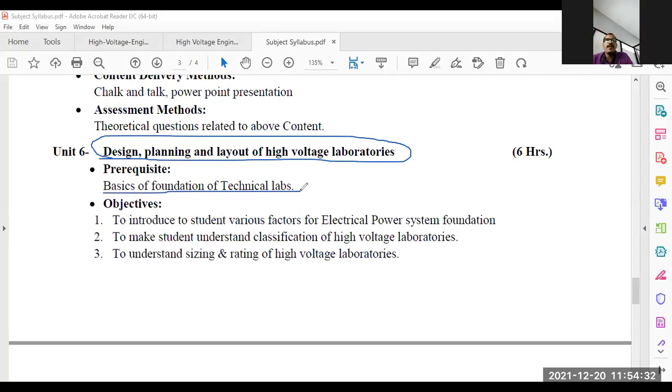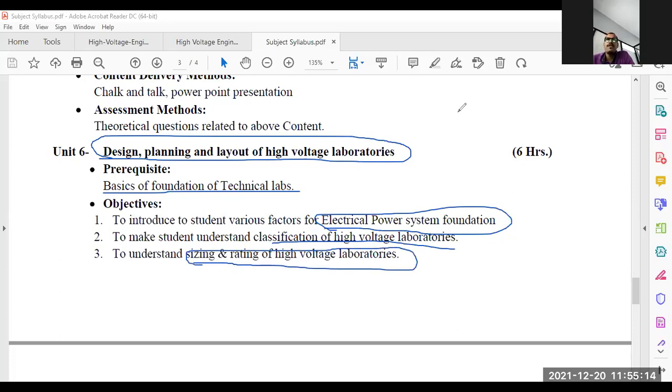Basics of foundation of technical, that prerequisite you should have understood. Then the second thing is the objectives that are to be understood by you. This unit introduces various factors regarding the electrical power system foundation, how we are going to design the high voltage laboratory, the classification of high voltage laboratories and which types of laboratories are there. Then we will understand the sizing and the rating of the high voltage laboratories.